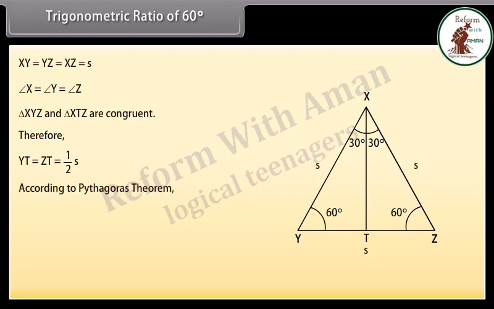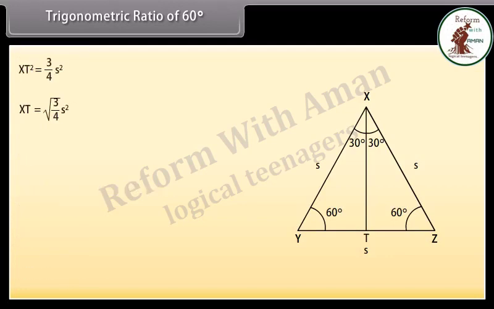According to Pythagoras' theorem, XT square plus YT square is equal to XY square. By substituting the values, we get XT square plus 1 upon 2s whole square is equal to s square. By calculating it, we get XT is equal to square root 3 upon 4s square, which is square root 3 upon 2s.